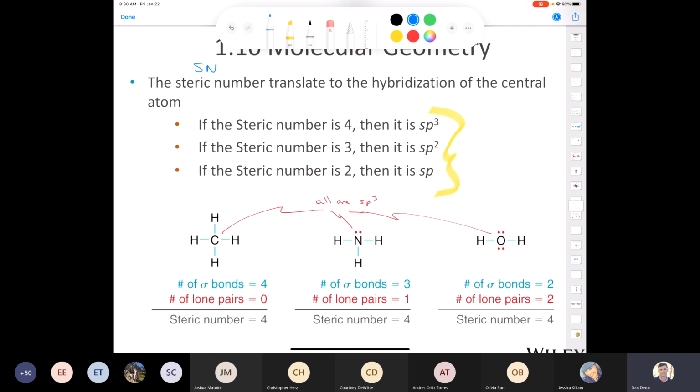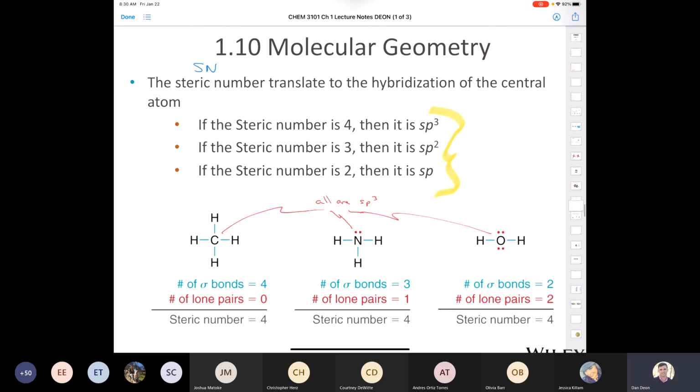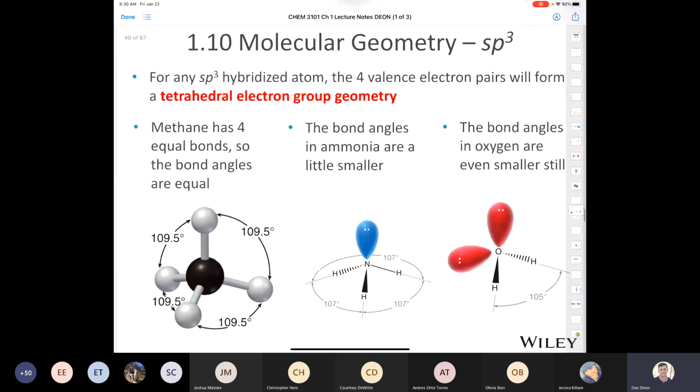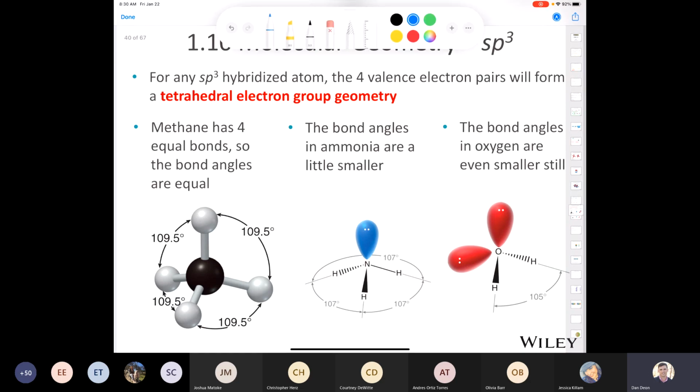Well, we know that all of these molecules have the same steric number, so the electron pairs, whether they're sigma bonds or lone pairs, are all going to seek to get as far away from each other as possible. But their molecular geometries are different, aren't they? If we examine those 3 molecules, they have different molecular geometry. For any sp3 hybridized atom, the 4 valence electron pairs will form a tetrahedral electron group geometry.